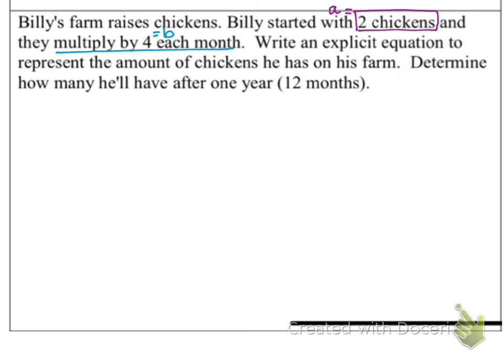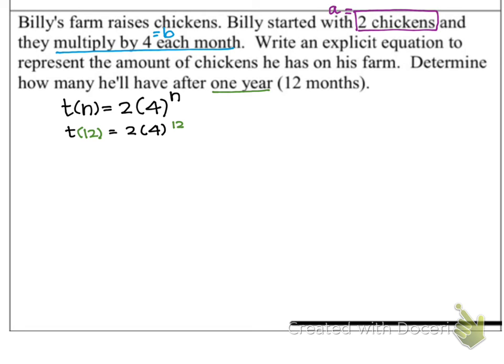I'm going to write an explicit equation. Okay, T of n is equal to the 0th term, so the beginning chickens before they started multiplying, 2, times how much they're reproducing by, to the nth power. That's our explicit equation. Then the next thing that we need to be able to do is identify how much he'll have after 1 year. So that's 12 months. So everywhere we're seeing n, we're going to plug in a 12. Everything else is going to come down with us.